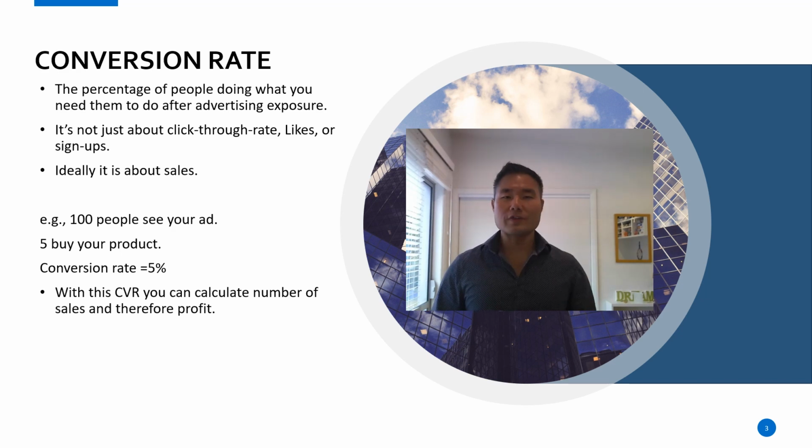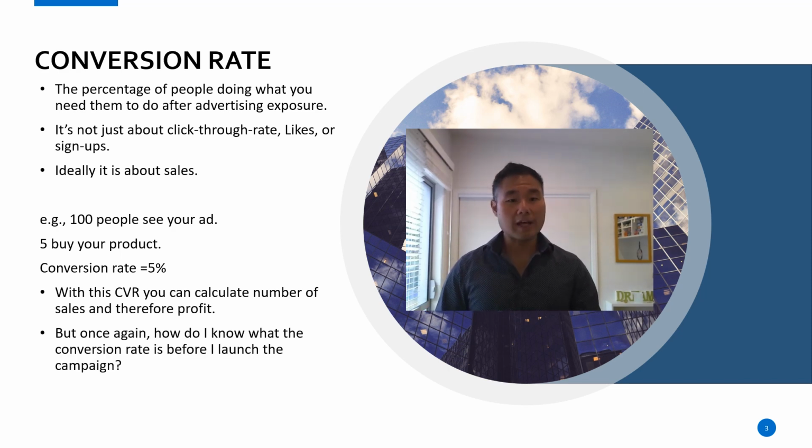So once you have this 5% conversion rate, then you can actually calculate the sales, right? Because you know that 5% of that population are likely to buy your product. And if you know what that number is in terms of what 5% equals, then you know how many sales you're going to make. And if you know how much profit you make per unit of sales, you can then populate the rest of the return on investment calculation that we just talked about in the previous slide. So another question is, though, well, how do you know what the conversion rate is before you launch the campaign?